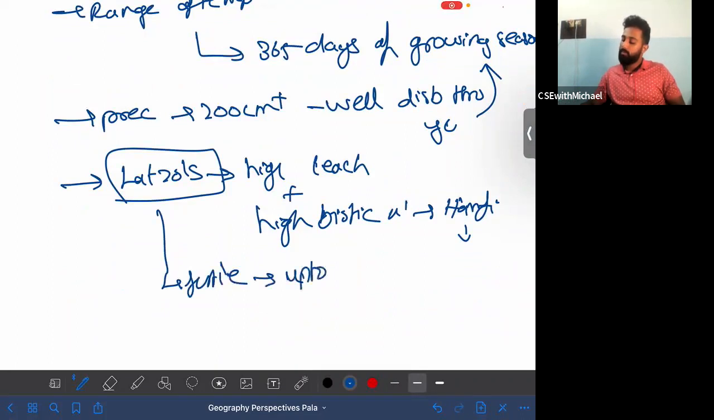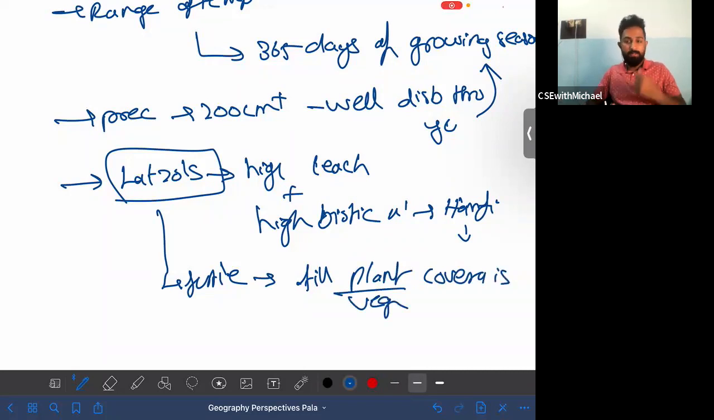up to what fertile till plant cover is there, or vegetational coverage is there. So these are regions very rich in fertility, and that's why we see a lot of vegetation there. But the moment vegetations are cut out, fertility will go down because leaching would increase and also humus content will go down drastically.